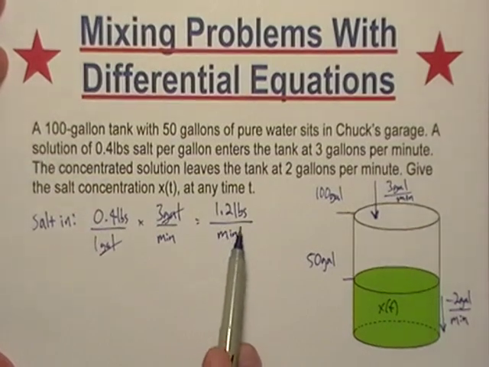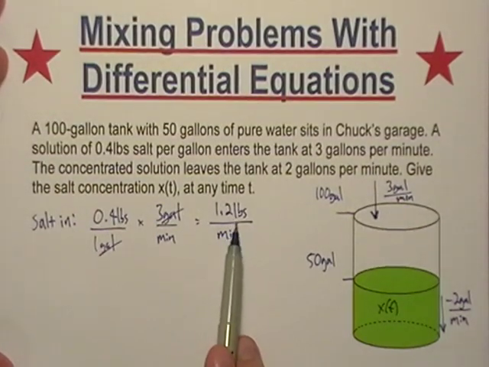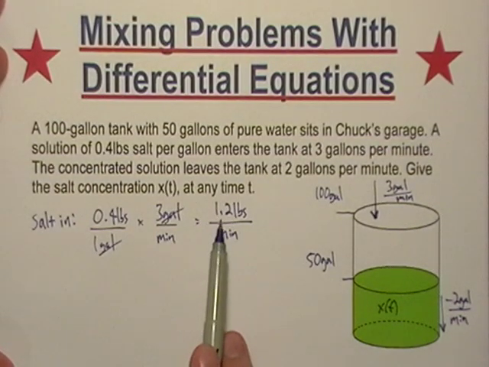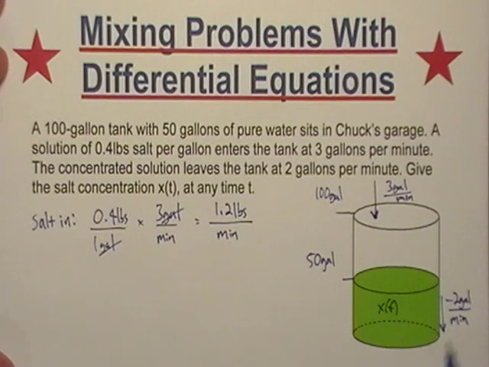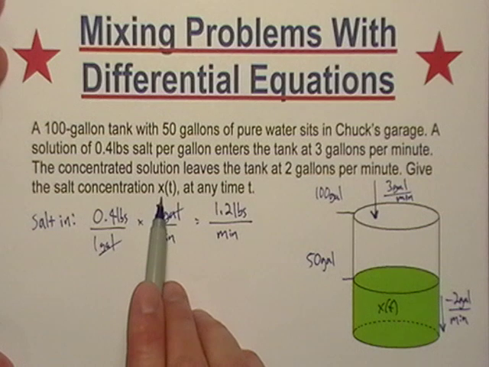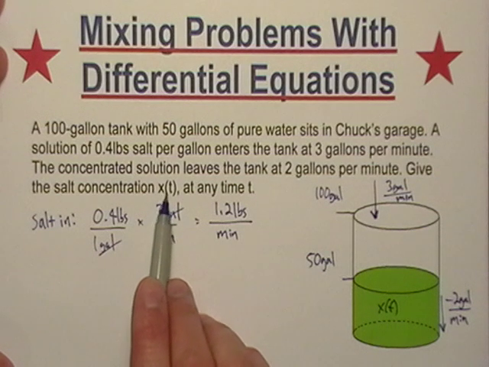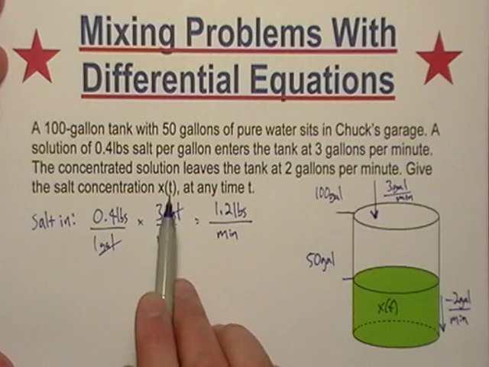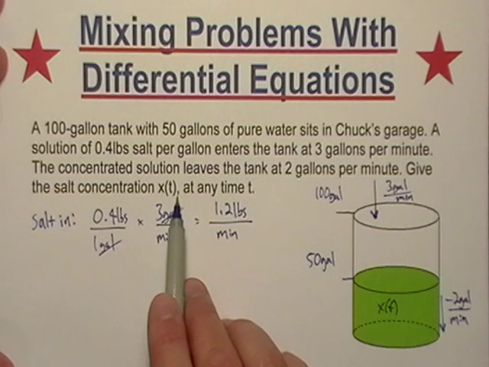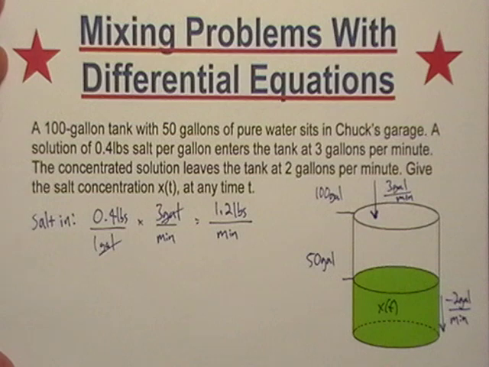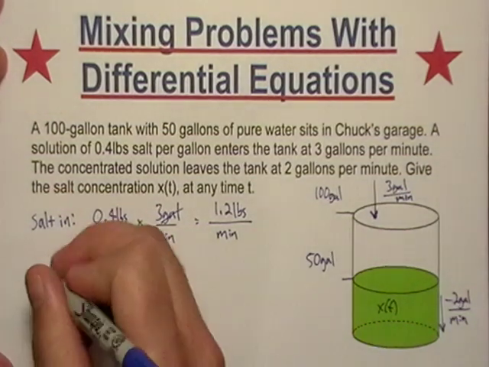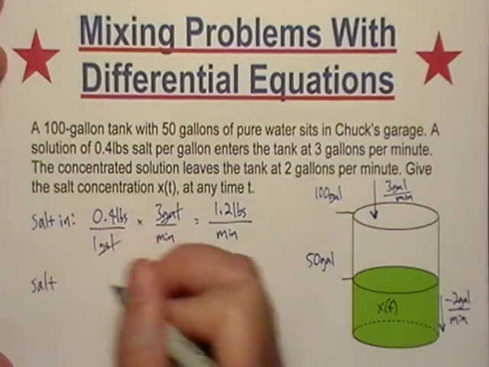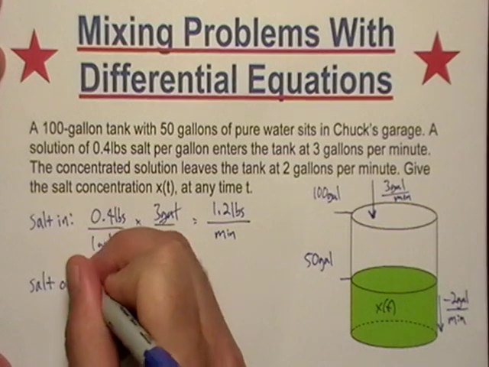So the salt is going to come in at 1.2 pounds per minute, and it's going to leave at a rate with the same units. And that should make sense because x of t, in this case, is a mass over time, x of t, t being time, so that looks pretty good. And that's usually pretty obvious. So now let's look at the salt out.